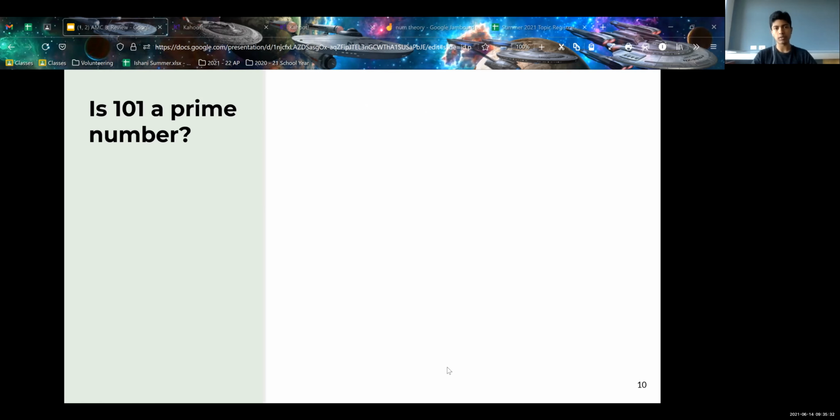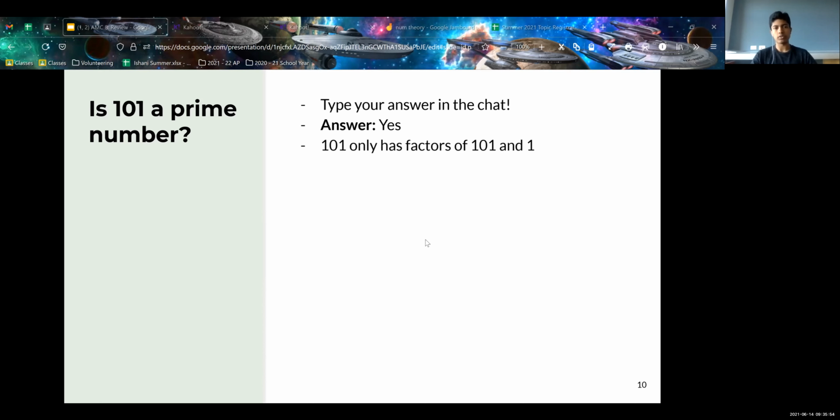Is 101 a prime number? Okay, so 101 is a prime number. 101 only has the factors 101 and 1, and there are no other factors that divide into 101.